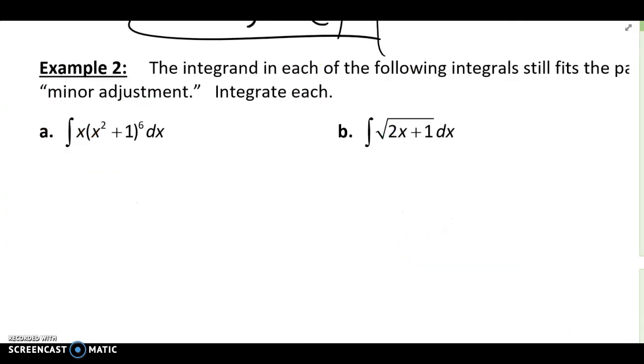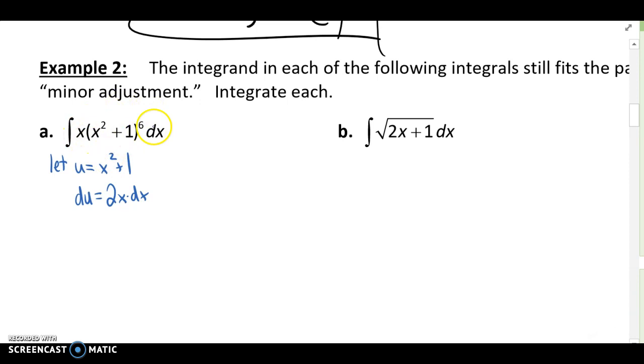This next step, it says we need to make a minor adjustment in each integral, and we'll see what that is here in a moment. As I look at this one, inside of the function, the most complicated thing is this x squared plus 1. So we are going to let u be equal to x squared plus 1. Take the derivative of both sides, and with simplifying, we get du equals 2x dx, which isn't exactly what we have on the inside. We only have 1x dx.